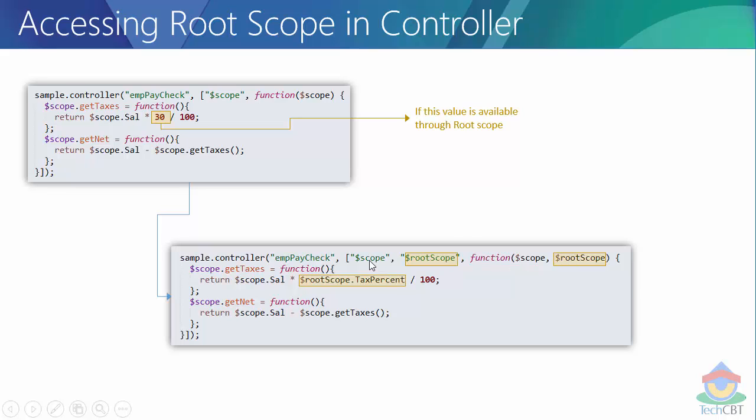In this case, this scope matches this, and this root scope matches this, and once I have root scope here, you have the luxury of accessing any member as part of your controller just with the variable name called root scope, which is nothing but the reference to this guy. In that way, you can always access those members of the root scope as part of your controller, regardless of whether your controller is nested inside any number of levels.